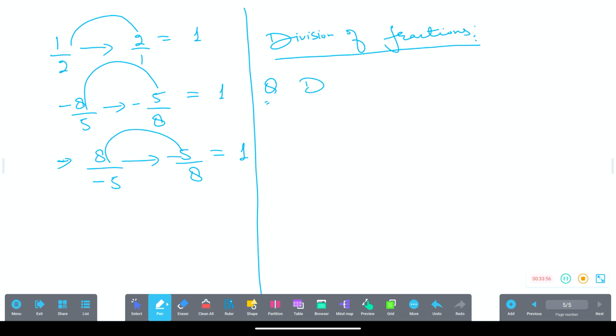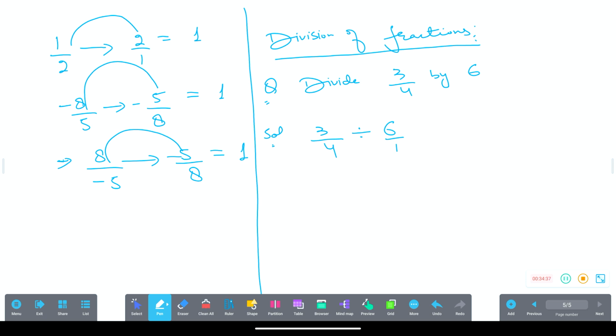Divide 3 by 4 by 6. I am writing the solution. It is 3 by 4, divided by 6, where in place of "divide by" you will write the division sign. Now whenever you have such a condition where you are dividing a fraction by a whole number or by a fraction, since you know that this whole number's denominator is 1, now you will convert it into multiplication.